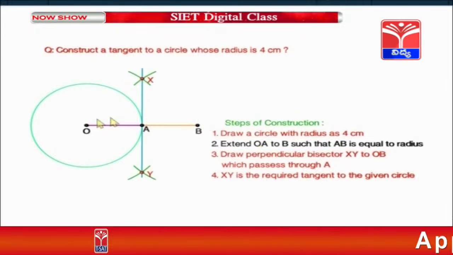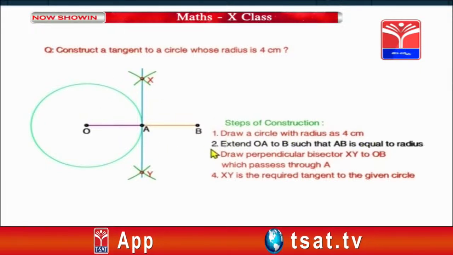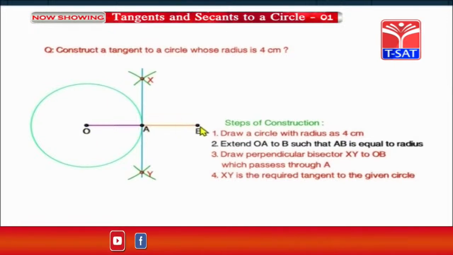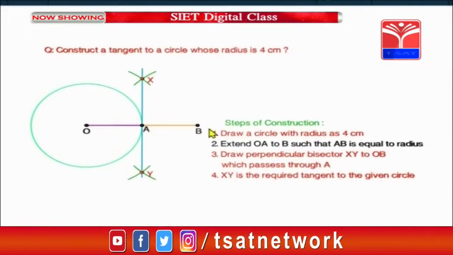So what are the steps, students? Once again, let us see. Draw a circle with radius as 4 centimeters, and next, extend OA to B such that AB is equal to 4 centimeters, which is equal to the radius.